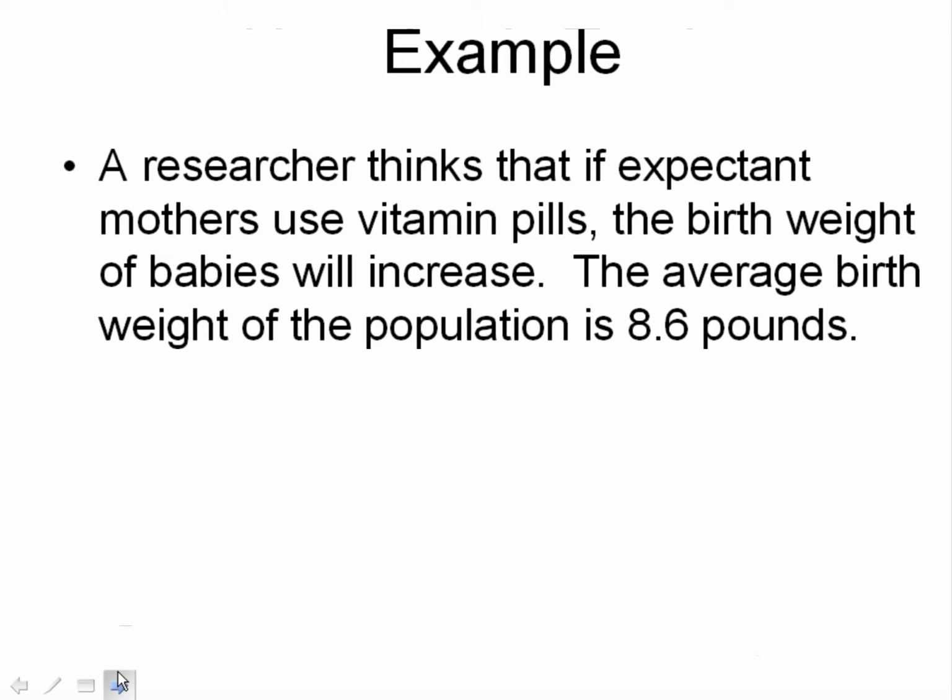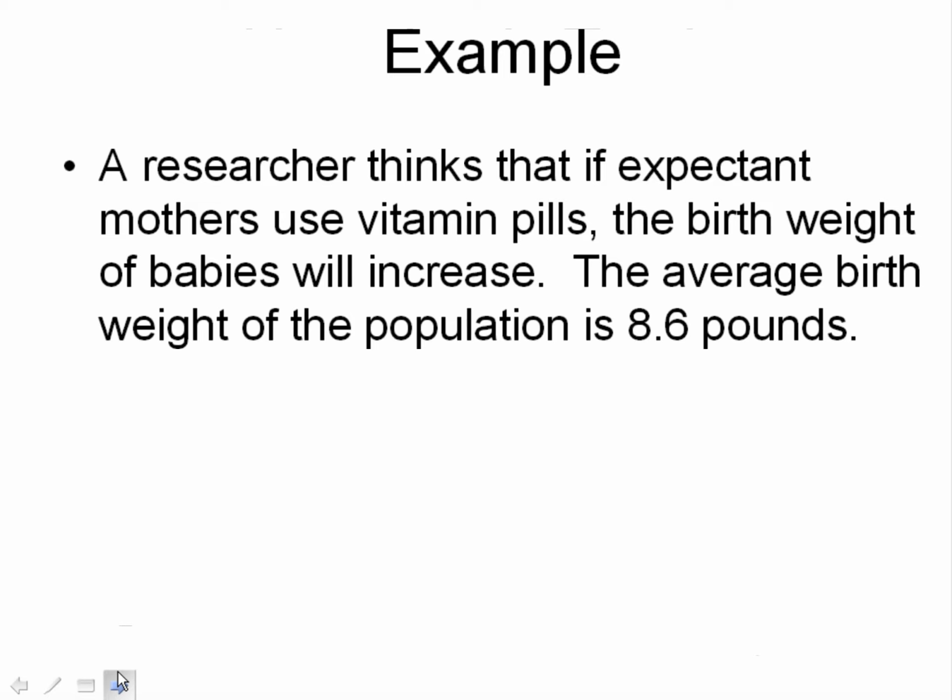So let's look at a couple of examples and talk about how you write your null hypothesis and your alternate hypothesis. So our first example says, a researcher thinks that if expectant mothers use vitamin pills, the birth weight of their babies will increase. The average birth weight of the population is 8.6 pounds.